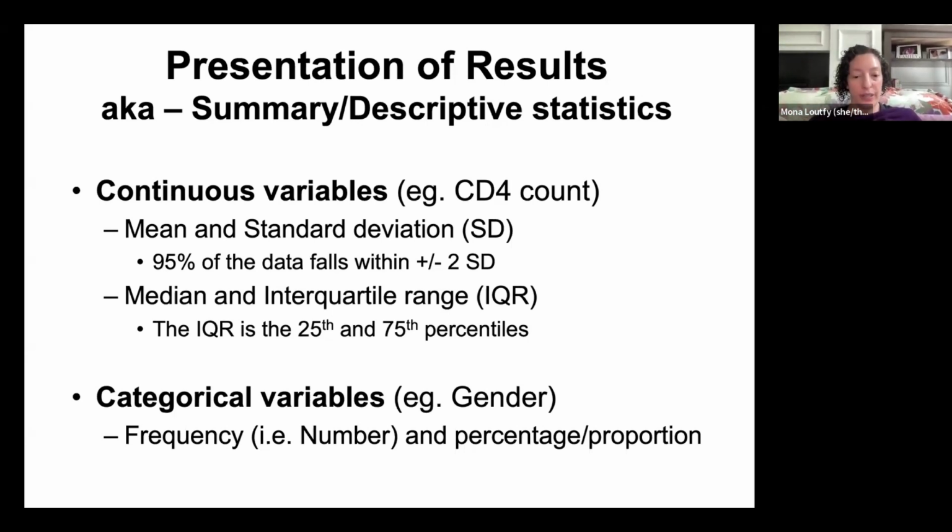Okay, categorical variables. Categorical variables like gender or ethnicity are reported as frequencies and proportions. We use the word proportion, but another word for proportion is percentage.